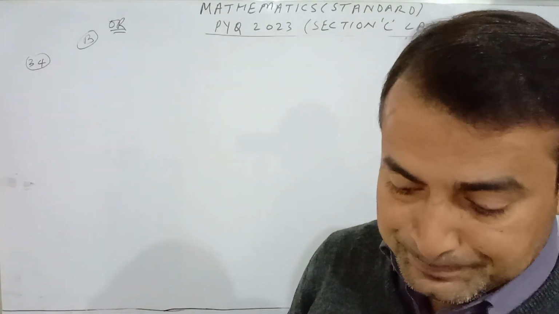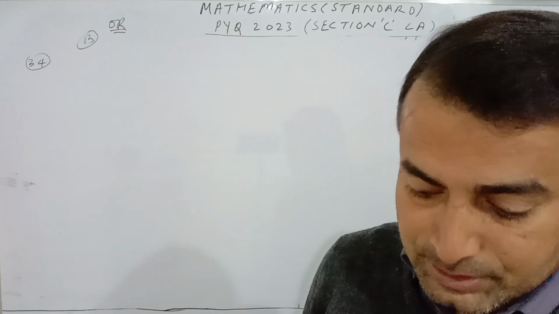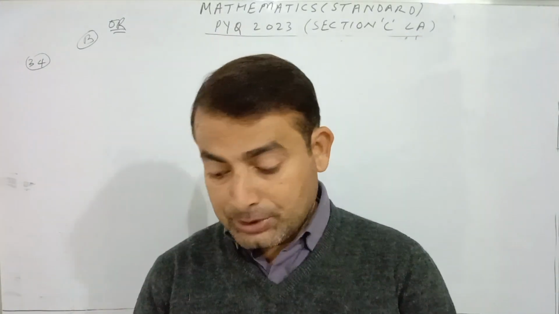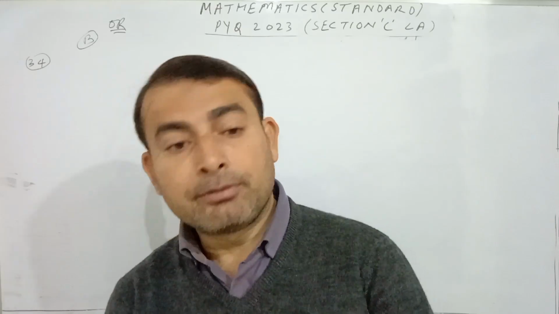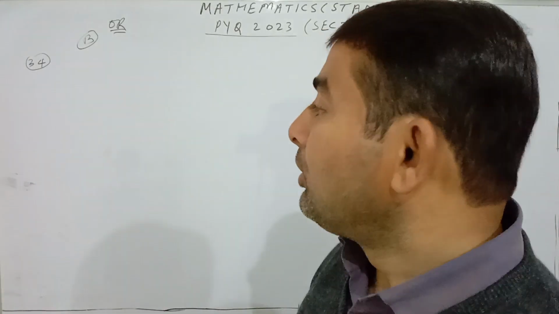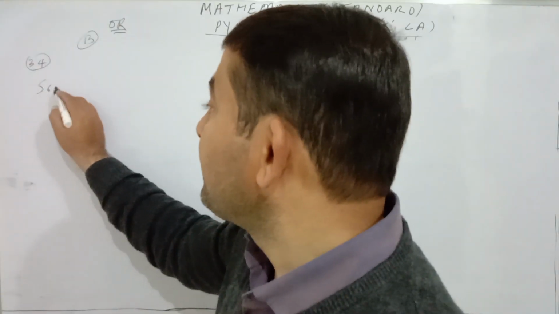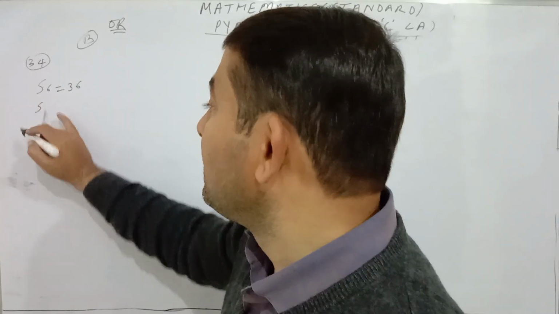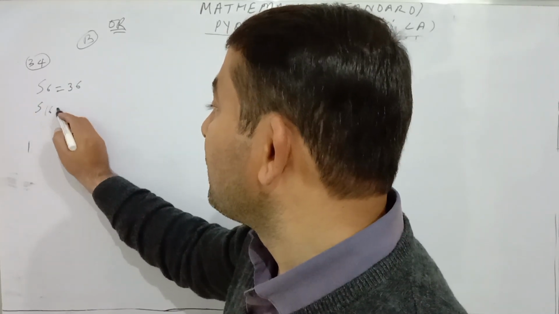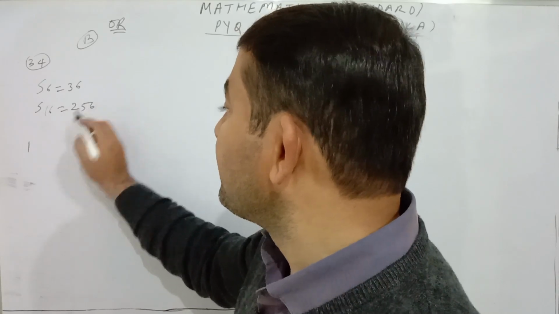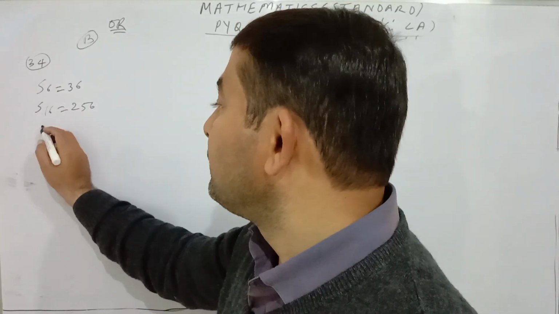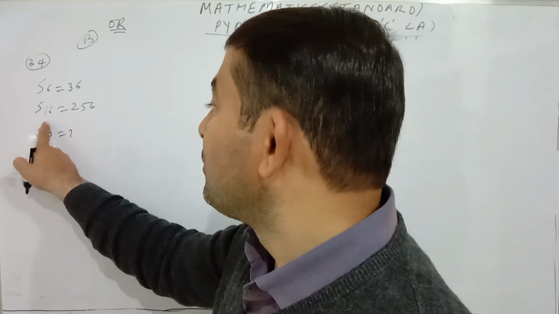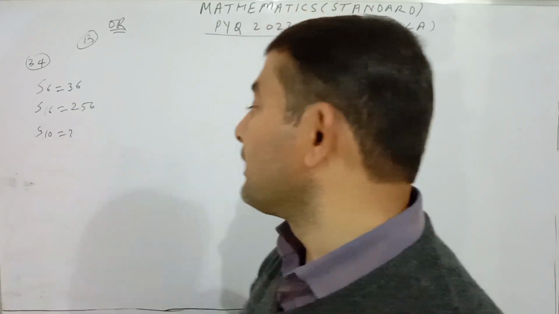The question is: if the sum of the first 6 terms of an AP is 36 and the sum of the first 16 terms is 256, find the sum of 10 terms. So we are given S6 equals 36 and S16 equals 256, and we have to find S10. So what will be the value of S10?